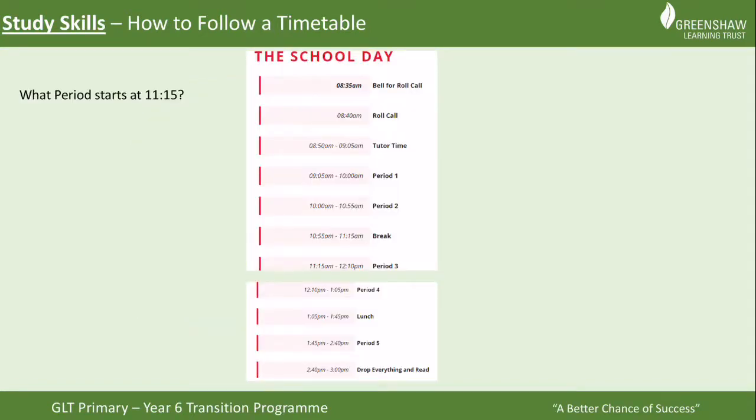Okay, so let's have the first question. What period starts at 11:15? So look down the times in the pink bars and find 11:15. There we go. Period 3. Then you'd be able to refer back to your timetable and see what period 3 lesson is.